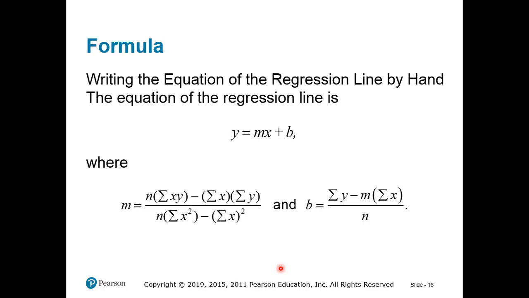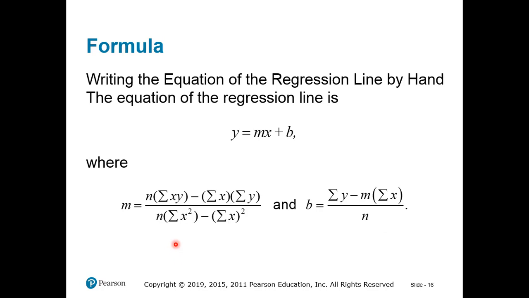Now, if there is a significant correlation, then the next step is we want to find the line that best models the data. And so in this case, again, because we're dealing with linear models, we're going to use y equals mx plus b. The slope is going to be given by this formula, and b is going to be given by this formula.